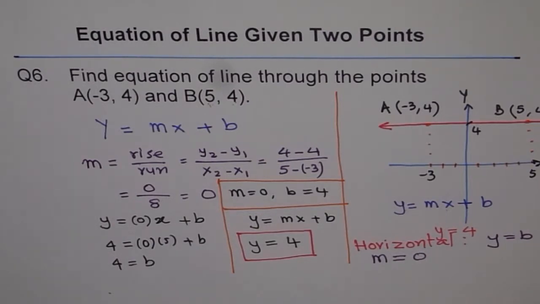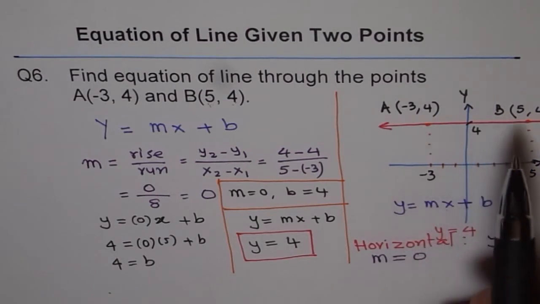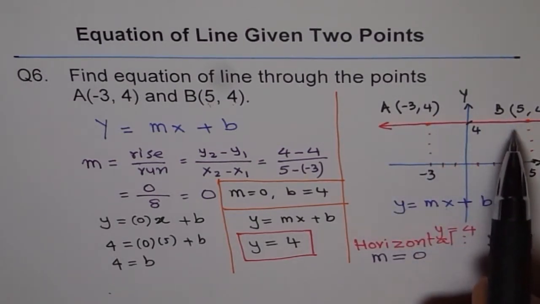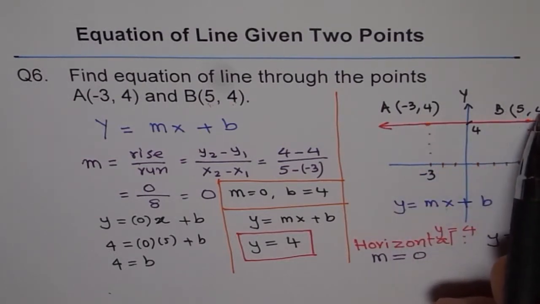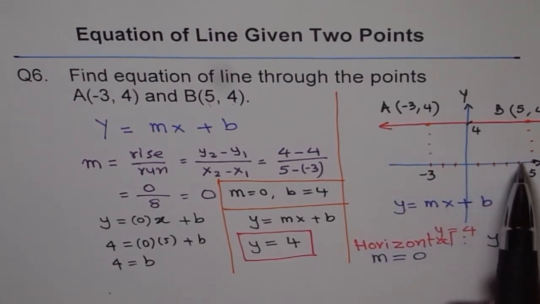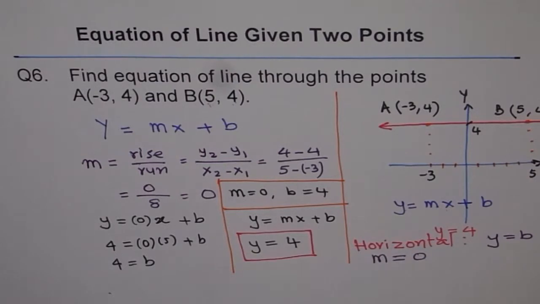A horizontal line has an equation which is as simple as y equals the y-intercept, correct? Or if many points are given, all the y-values. You will note that any point on this line AB will have a y-coordinate of 4 only, right? x could change, x could be any real number, but y will be 4. So that's a very interesting case. A horizontal line has zero slope, and the equation of a horizontal line is y equals the y-intercept.